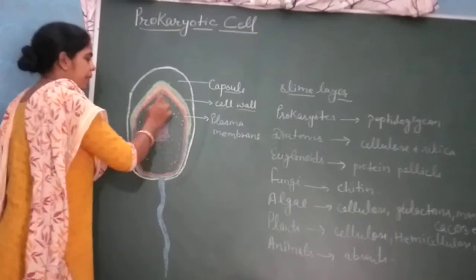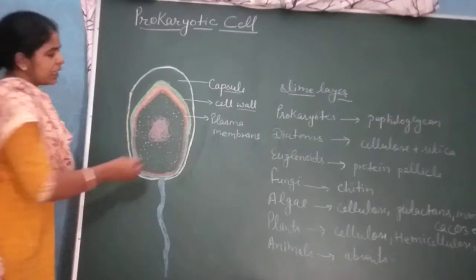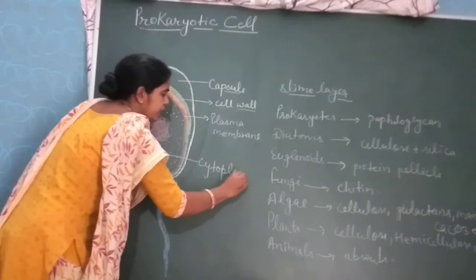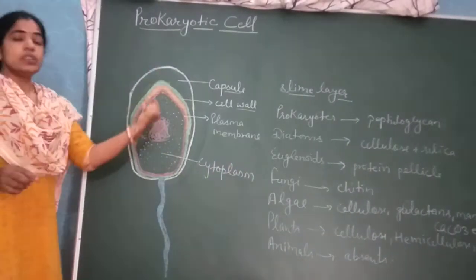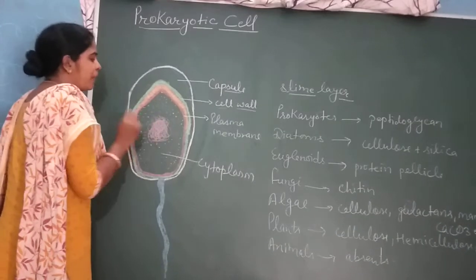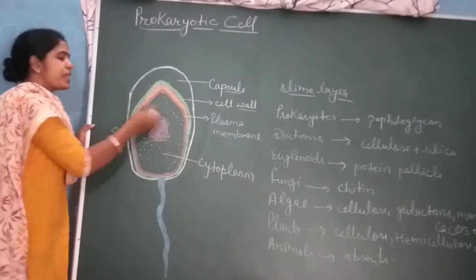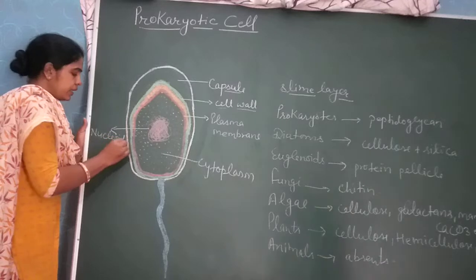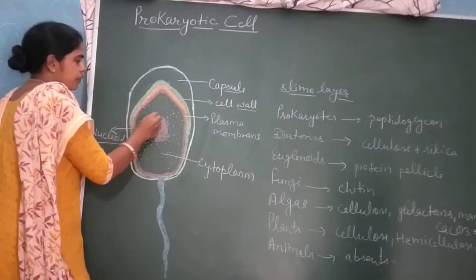Inside this plasma membrane is an enclosed space, and this space contains a fluid material that is called cytoplasm. Here in the cytoplasm, as we know that the nucleus is absent, the genetic material is present in the cytoplasm, and the region of the cytoplasm where this genetic material is present is known as the nucleoid. And in the nucleoid region, somewhat dense cytoplasm is there.